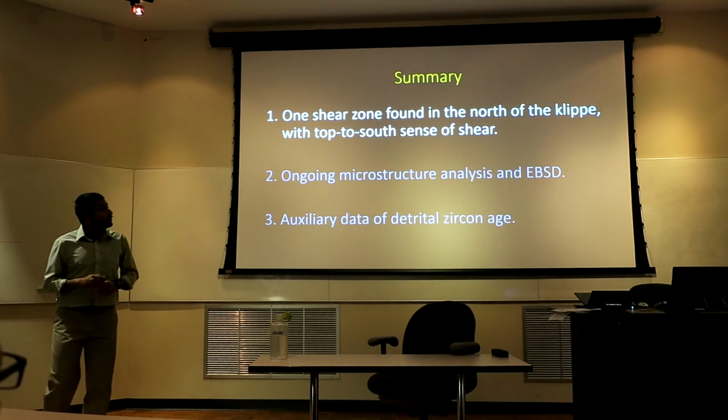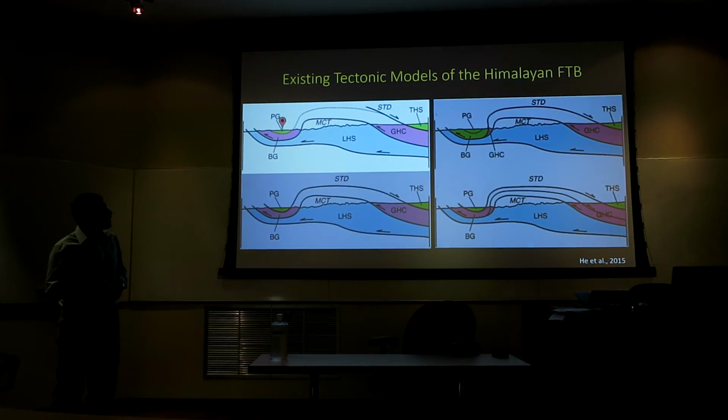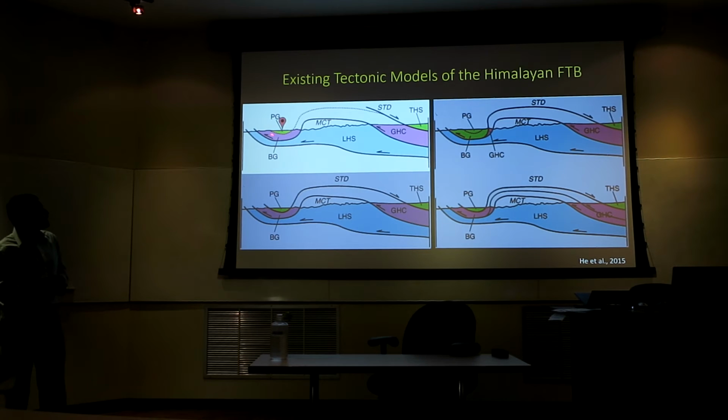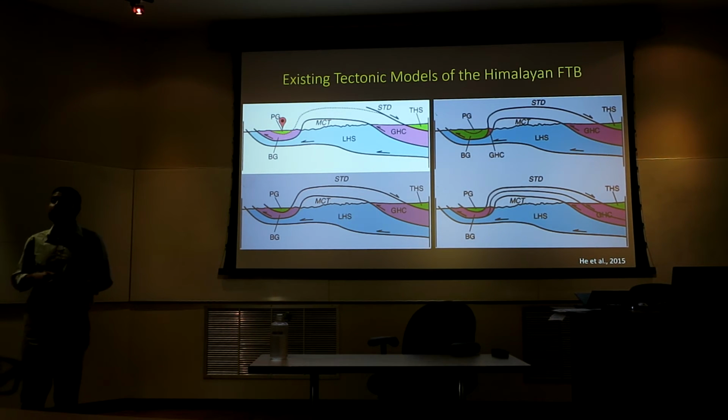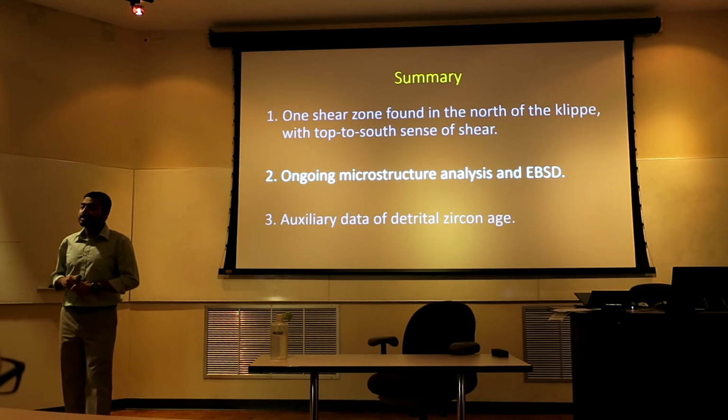So we can rule out the rest of the models and say that this model is the one which is going to hold true, because we found only one shear zone with top to the south sense of shear, and also Shubho's paper confirmed that there were GH rocks on the klippe. However, we are still trying to get some EBSD data.